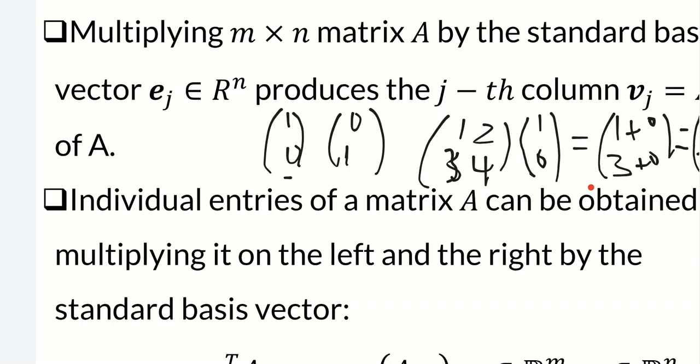Right. Now, what if you're looking for a specific entry, for example, if I'm looking for 1? What can I do? Because here, when we multiply this by the matrix, we're able to get the first column. If we multiply this by the other, we're able to get the second column. But what if I need an entry, which is the first entry or the second entry or the third entry? This is where this formula comes in.